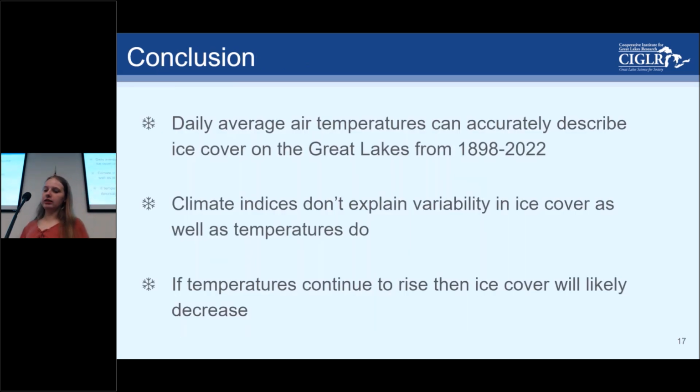And in conclusion, the daily average air temperatures of the Great Lakes can accurately describe the ice cover from 1898 to 2022 using the freezing degree day, max thawing degree day, and summer heat variables. And then climate indices don't fully explain the variability in ice cover as well as the temperatures do, but they do describe those cycles that we saw. And lastly, if temperatures do continue to rise, then ice cover will likely decrease, especially if we don't get those freezing degree days.